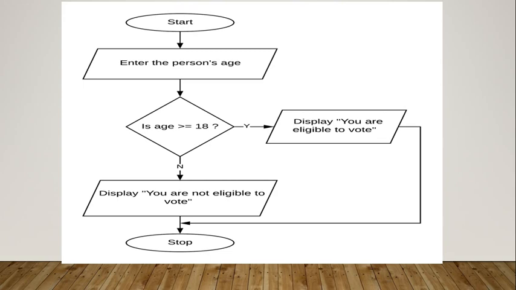Otherwise, if the condition remains false, if the condition is wrong, the age of the person is not greater than or equal to 18, then it will display that the person is not eligible to vote. So it will go directly to the no part, which is denoted by N. It will go to the no part, and it will display the message you are not eligible to vote.